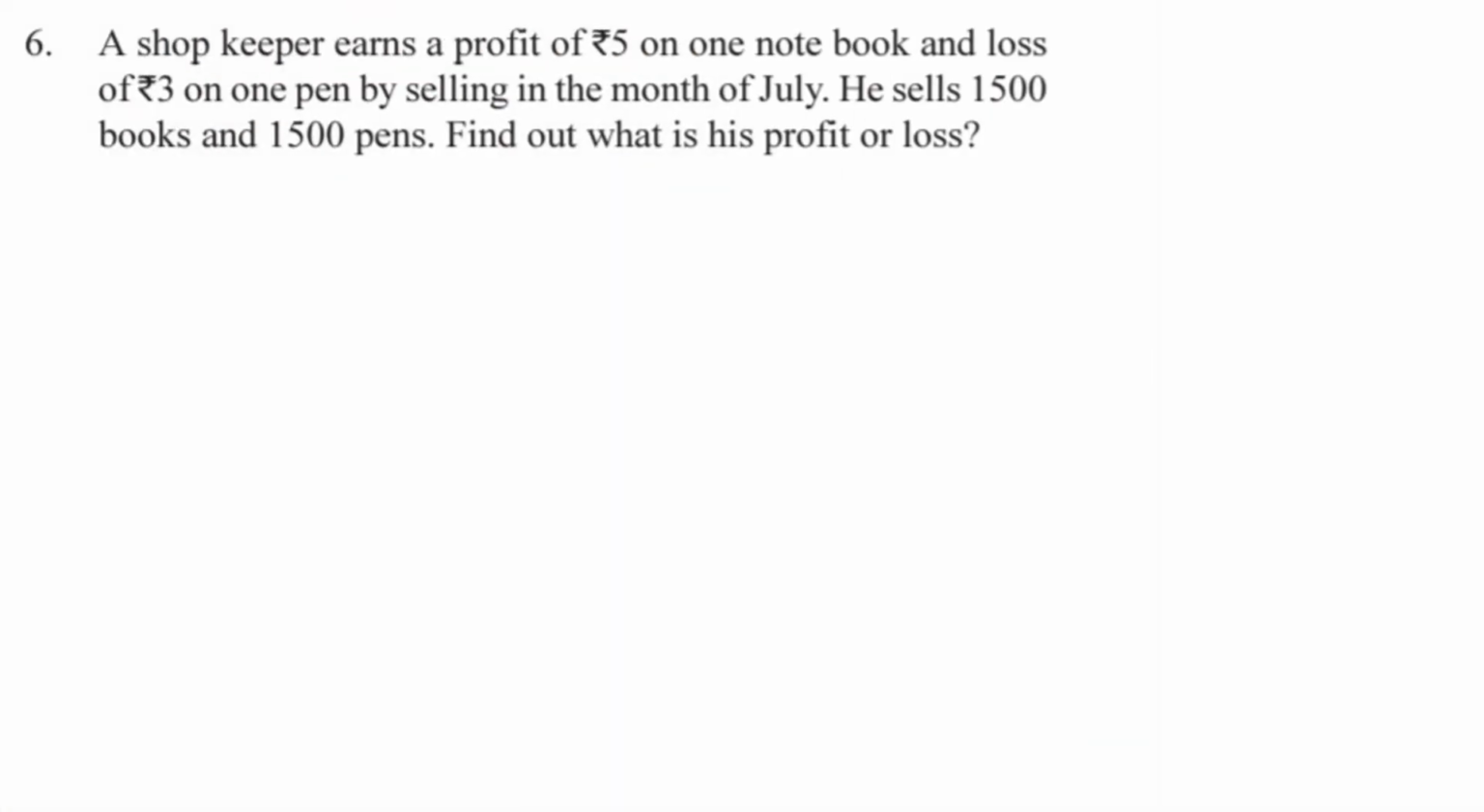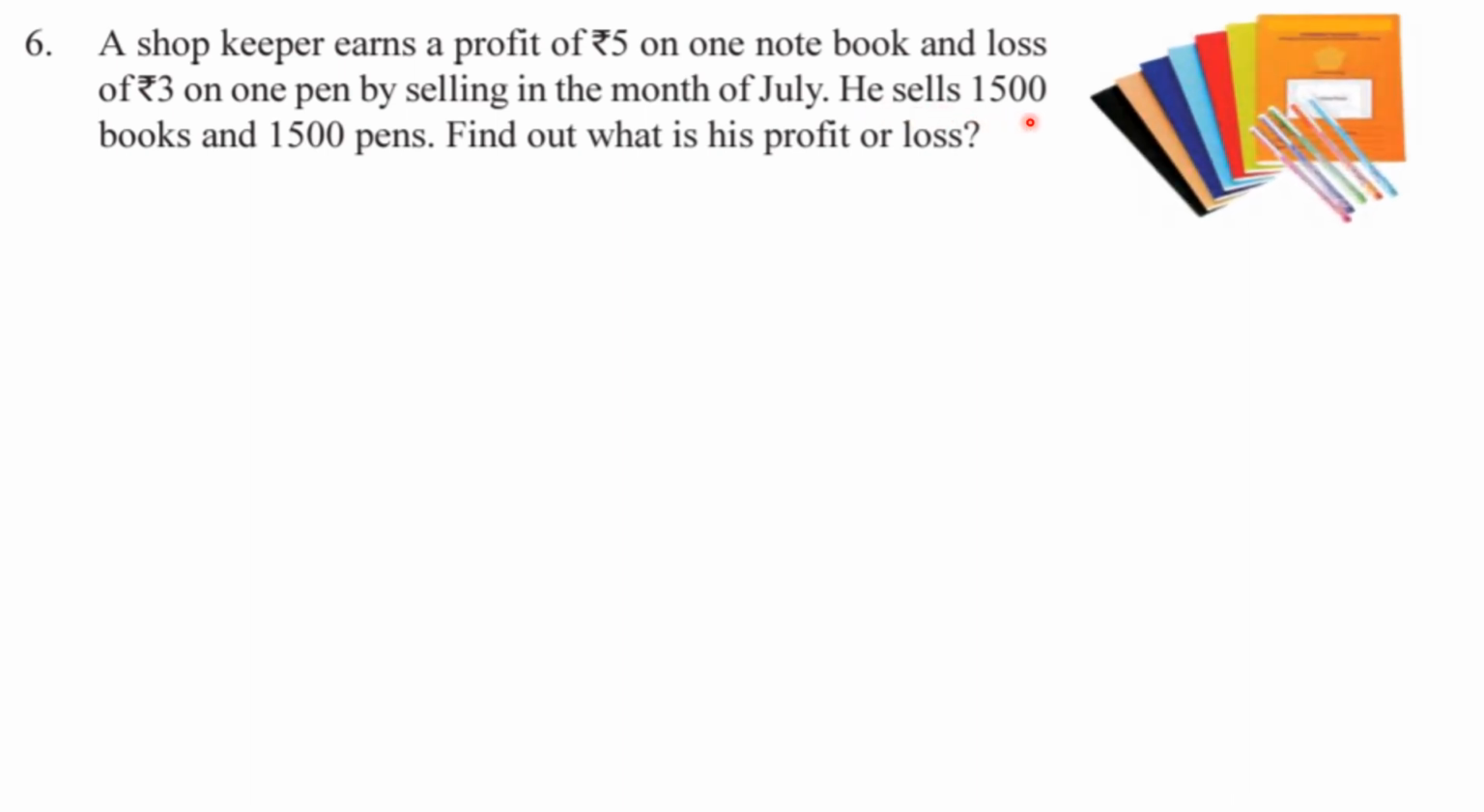Question number 6. Look at that. A shopkeeper earns a profit of 5 rupees on one notebook and a loss of 3 rupees on one pen by selling in the month of July. He sells 1500 books and 1500 pens. Find out what is its profit or loss.